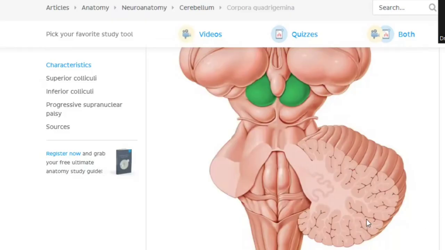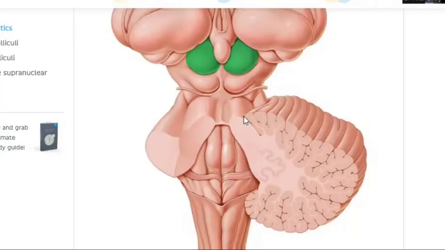Corpora quadrigemina. It is behind the midbrain. This green one is the superior colliculi, and this one is the inferior colliculi. All of this forms the corpora quadrigemina. This plate is said to be corpora quadrigemina. The system present behind is the quadrigeminal system. This is the posterior view of the brain.